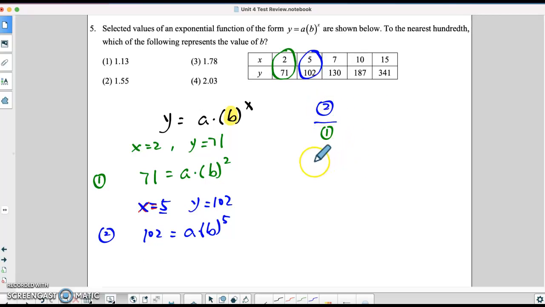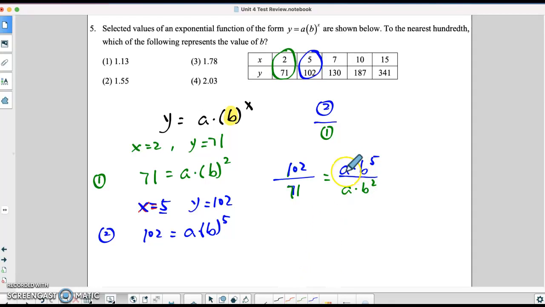All right. So now that means the left side, 102 divided by the left side of equation 1, 71, is still equal to the right side, which is a times b to the fifth power over the right side of equation 1, right? This is how you divide equations. You divide the left side by the left side, right side by the right side. Okay. You have a times b squared.